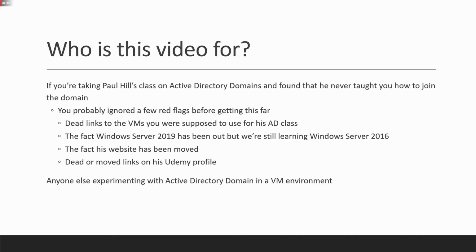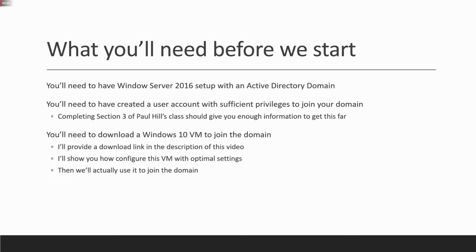And if you're just somebody experimenting with Active Directory domain in a VM environment, I guess this is for you as well. Let's talk about what you'll need before we start. First and foremost, you'll need to have a Windows server set up with Active Directory domain. I assume if you're taking the Udemy class, you'll have made it this far. Second of all, you'll need to have created a user account with sufficient privileges to join the domain we've made. And I would say completing Section 3 of Paul Hill's class would give you enough information to get this far, although we'll look over that a little bit as well.